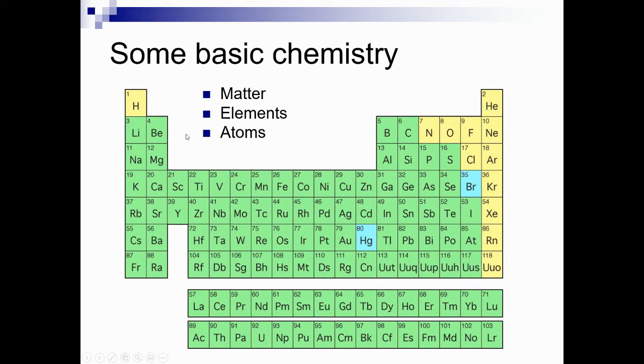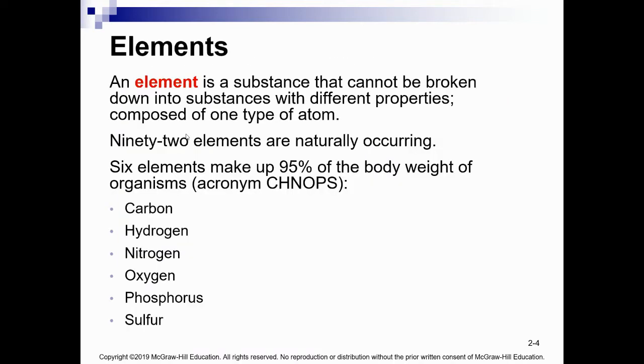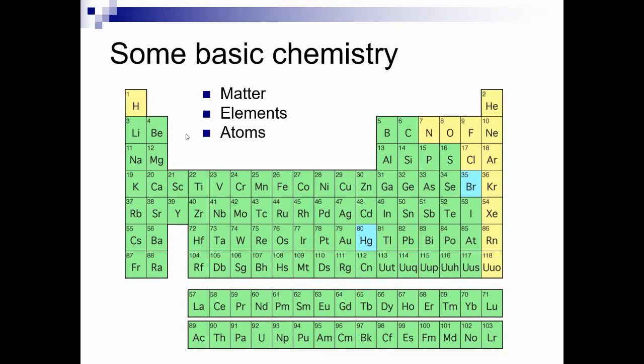So we all know the periodic table of the elements. So what are elements? Elements are substances that can't be broken down into anything smaller and still retain the same properties. Elements are what we see here, the periodic table of the elements. Each of those is an element.